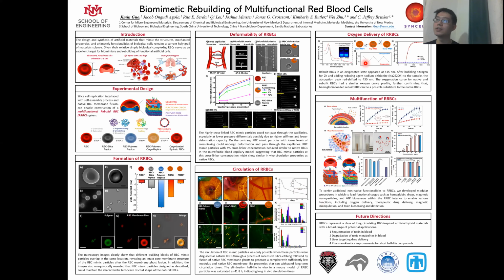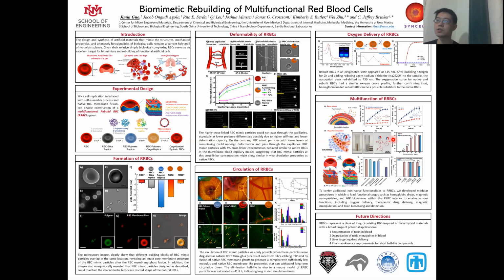It is also known that red blood cells help oxygen transfer from the lung to the body tissues. After loading hemoglobin, the rebuilt red blood cells showed a similar oxygen curve as native red blood cells, suggesting the hemoglobin-loaded rebuilt red blood cells can be a possible substitute for the native red blood cells.